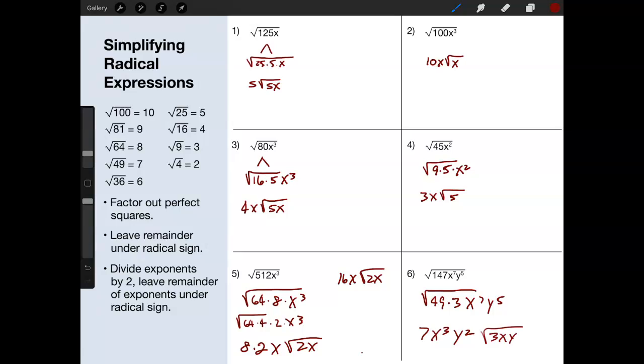3xy. So, when simplifying radical expressions, again, it is helpful to know your perfect squares at least from 1 to 10. You factor these perfect squares out of the number, leave the remainder under the radical sign. You follow the same for the exponents. You divide by 2, leave the remainder under the radical sign.